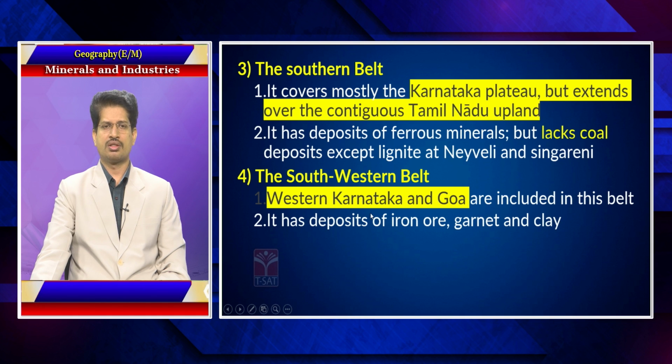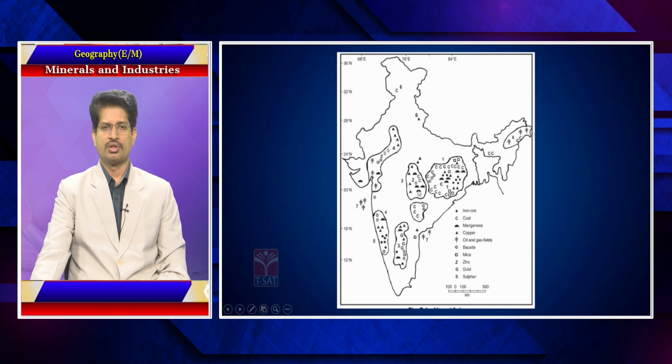This is the southern belt we are talking about, and the southwestern belt. The southwestern Karnataka belt consists of Karnataka and Goa. It has deposits of iron ore, granite and clay. This is the region we are talking about, Karnataka and Goa. Goa and Karnataka together constitute the southwestern belt, having even iron ore in their region.